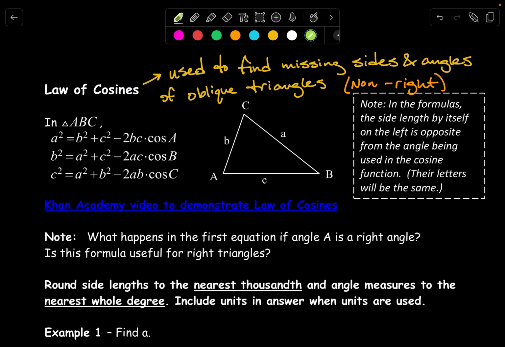There are two situations where you can use the law of cosines. The first one is if the triangle presented to you is given with side, angle, side information. The second is if you are given side, side, side. So either side, angle, side, remember, that's what we call an included angle, or all three sides.